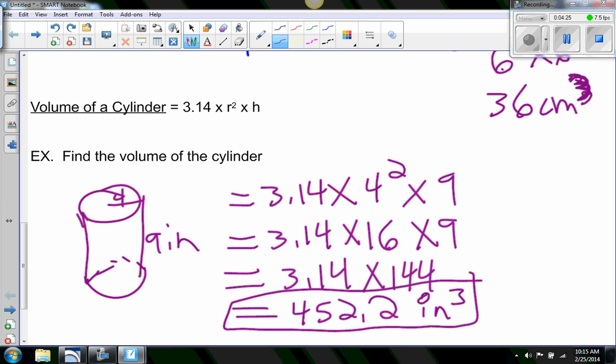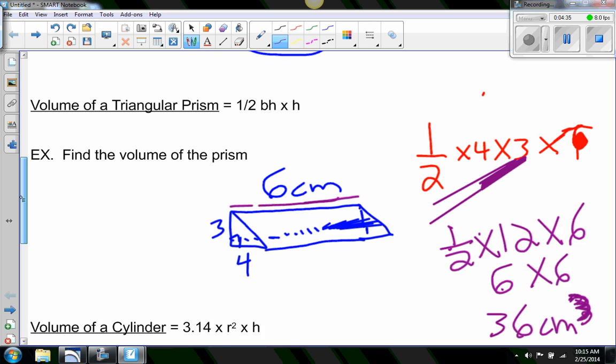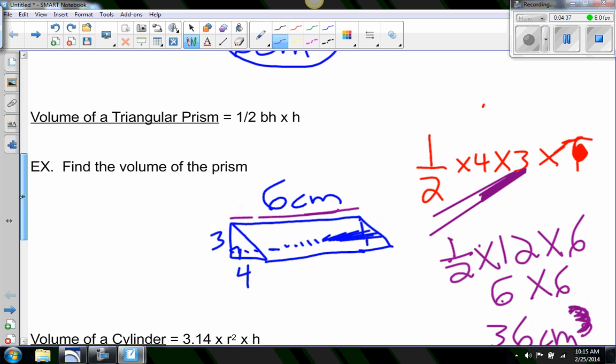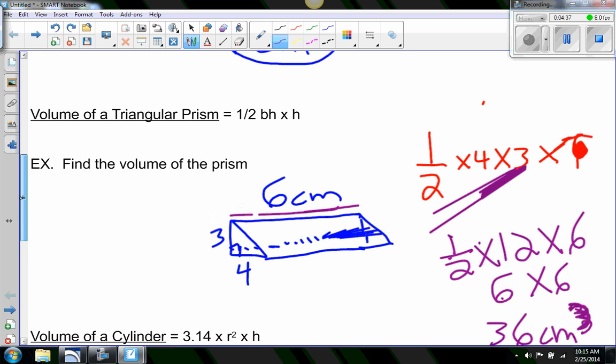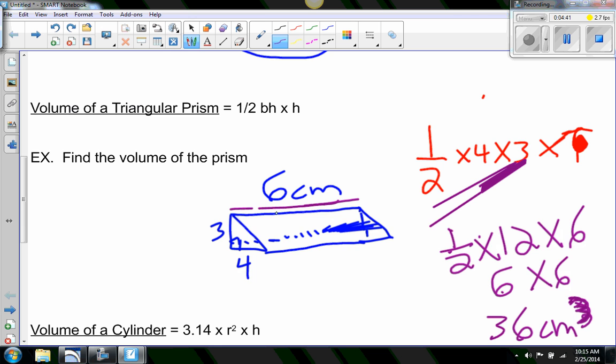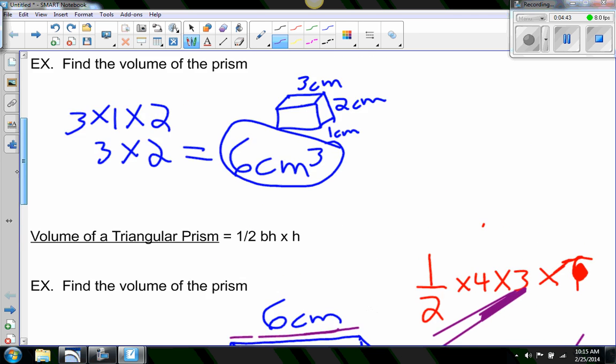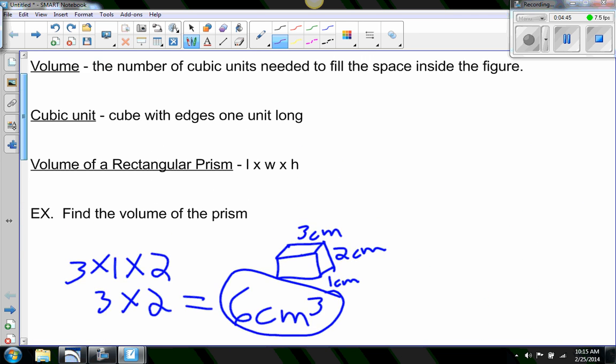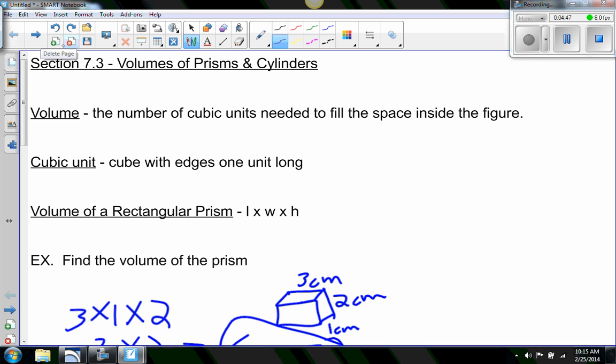So it's pretty straightforward. You just have to use the formula. Pi has to be there, radius squared, and then the height of the whole cylinder. So there's the volume of a cylinder, the volume of a triangular prism. Just remember you have to do half of the base times height for the base, and then times the height of the whole thing. And then the easiest one, the rectangular prism, is just length times width times height. And also remember that they're all labeled with a little 3 for cubic units.